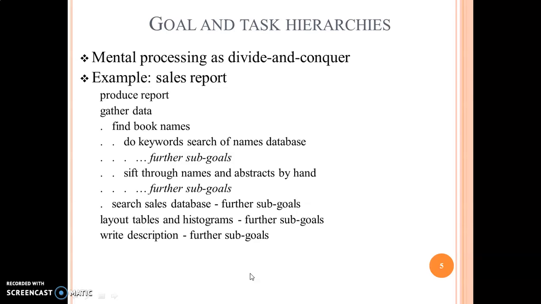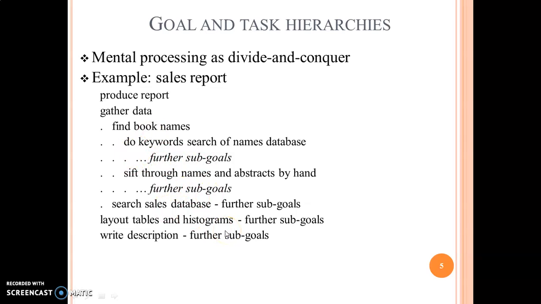Let's start on with goal and task hierarchies. There are many models which make use of a model of mental processing where the user achieves goals by solving sub-goals in a divide and conquer manner. Let's see an example where we want to produce a report, rather a sales report of HCI textbooks. To achieve this goal, we divide it into sub-goals like gathering the data together, producing the tables and histograms, and writing the descriptive materials.